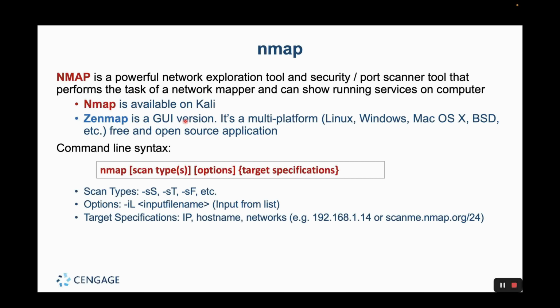ZenMap, it's a GUI version, and it works on multiple platforms like Linux, Windows, Mac OS, and others. Now, the command line syntax is like this: Nmap, scan types, like any one of these types, and we're gonna discuss it. The options, for example, if you want to input from a list, you use this switch over here, and the target specification can be IP, hostname, network, or even a domain name.